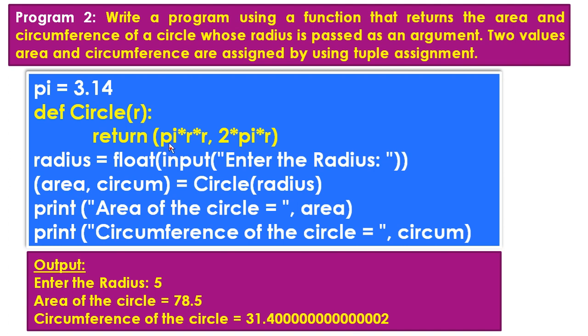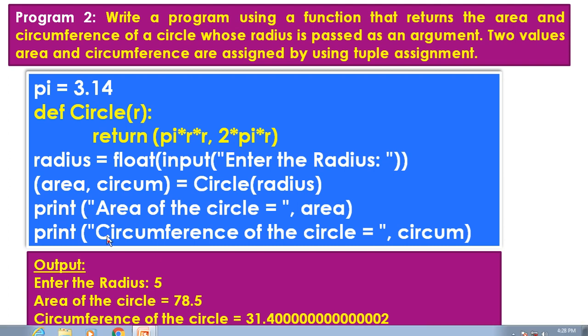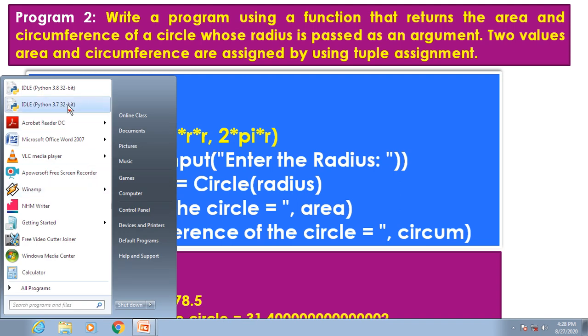The area equal to pi r square value, that is 78.5, and the circumference value 31.4, are assigned by using the tuple assignment statement. Finally we get the result, the area of the circle and the circumference of the circle, by using the two print statements. We are going to see this example by using the IDLE window.